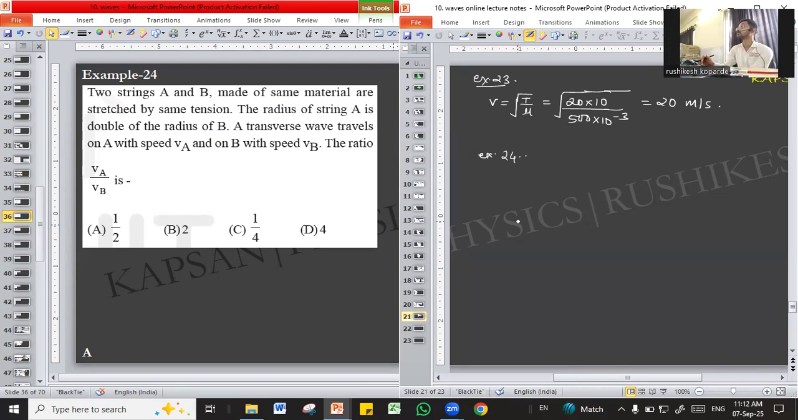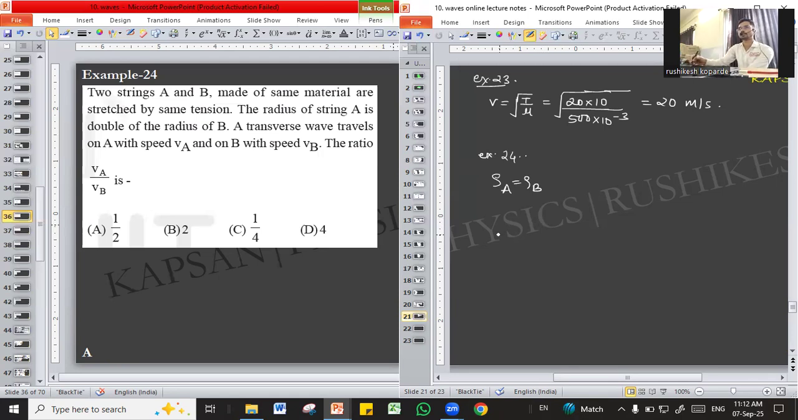Density. Which density? Mass density or linear density? Mass per unit length will be same or mass per unit volume will be same? Mass per unit volume will be same. So density of A equal to density of B.